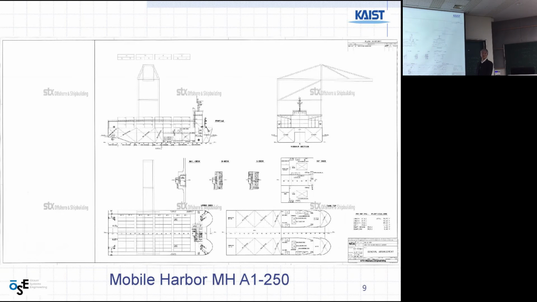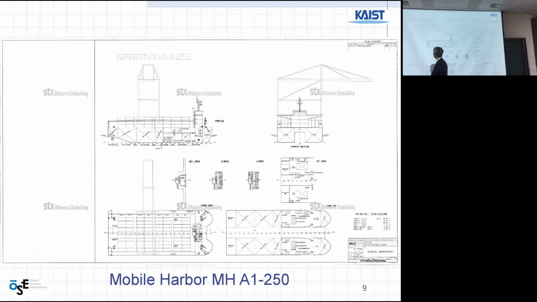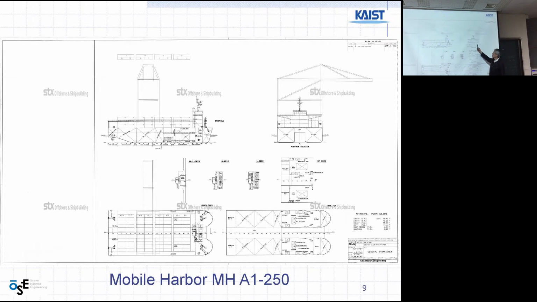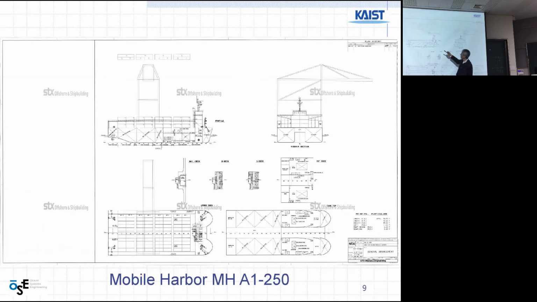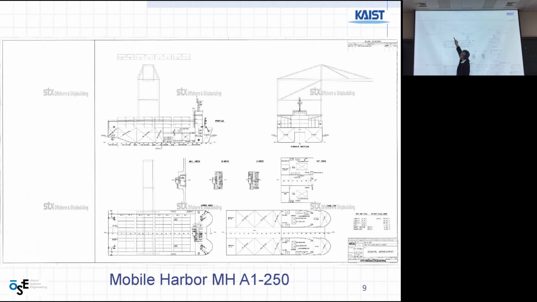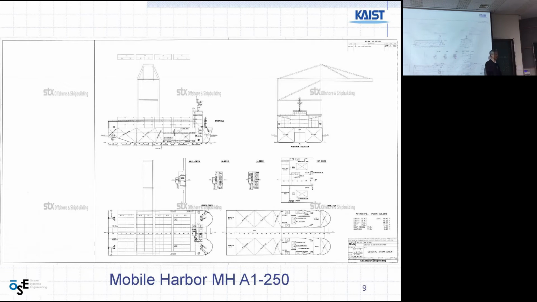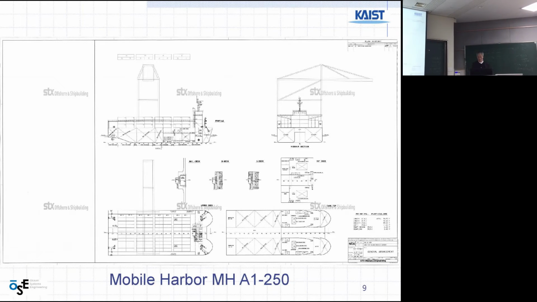It was a big project inside KAIST 10 years ago. But this is designed also together with STX, offshore shipbuilding. Arrangement drawing, general arrangement. You can see that this has 2 hulls. We call it a twin hull SWATH ship. The special point is it carries a high container crane, so it is called a mobile harbor because it carries a container crane. Question?